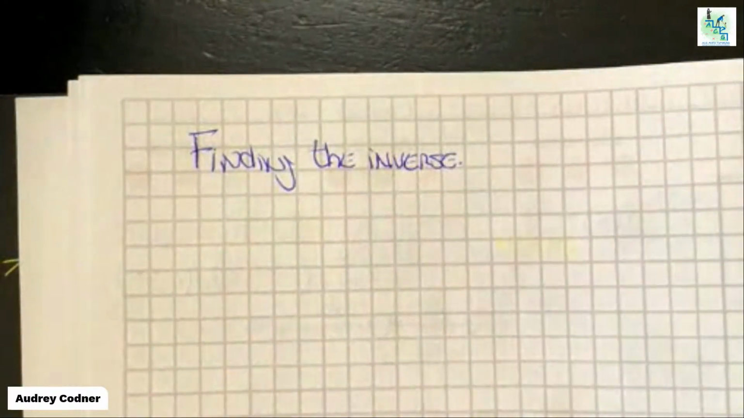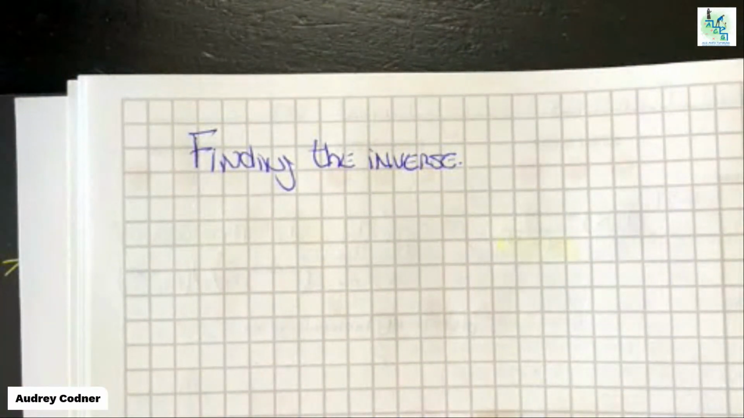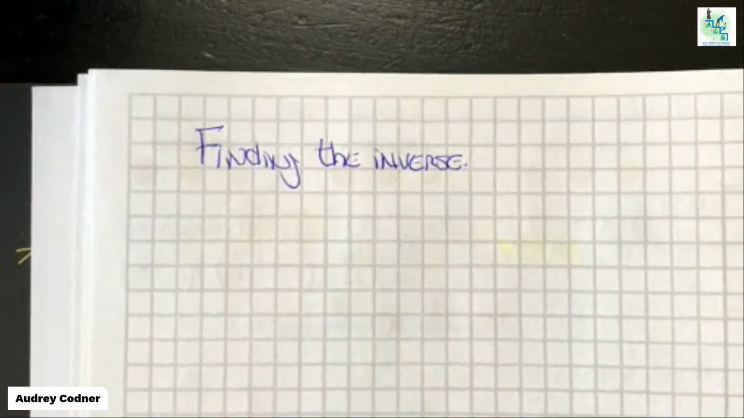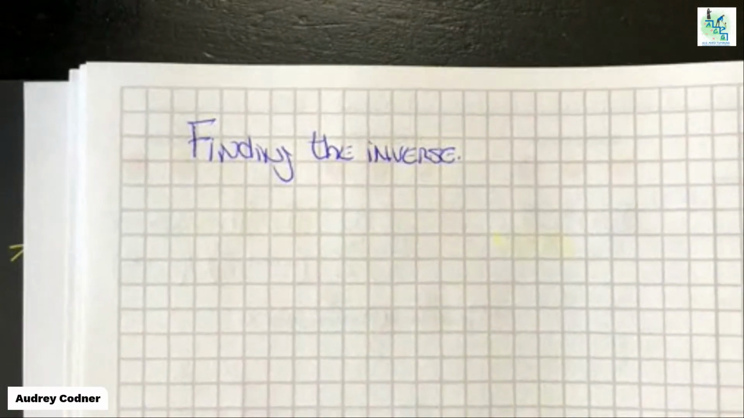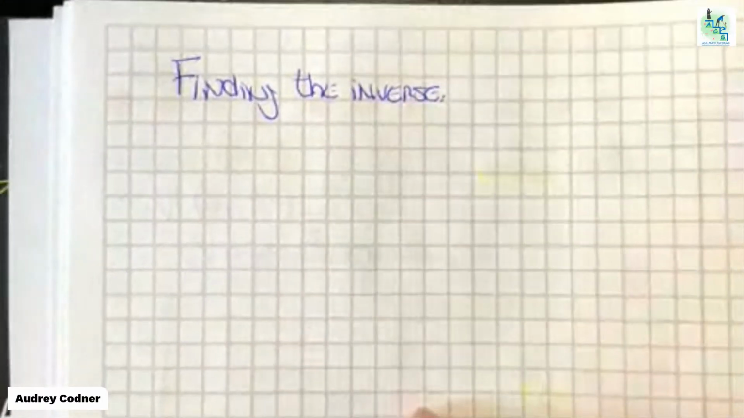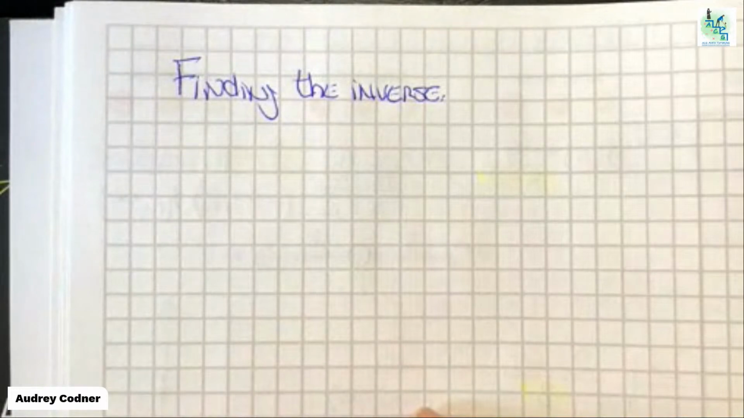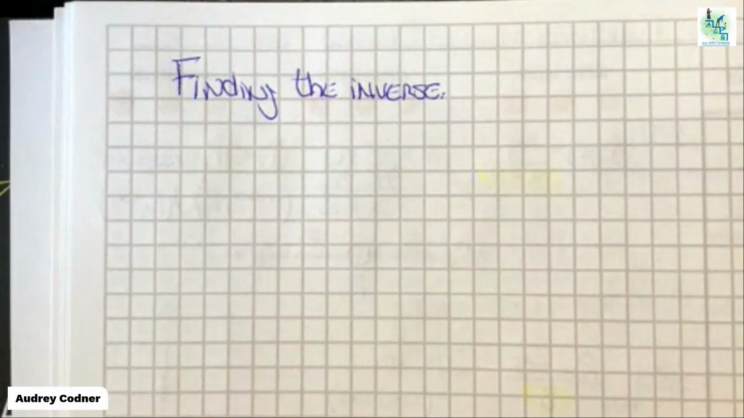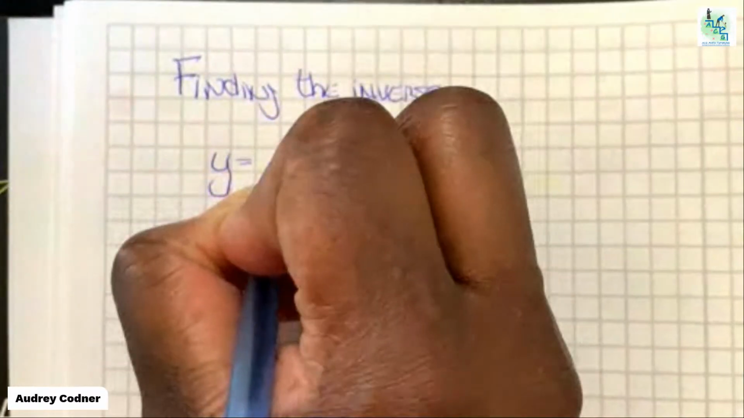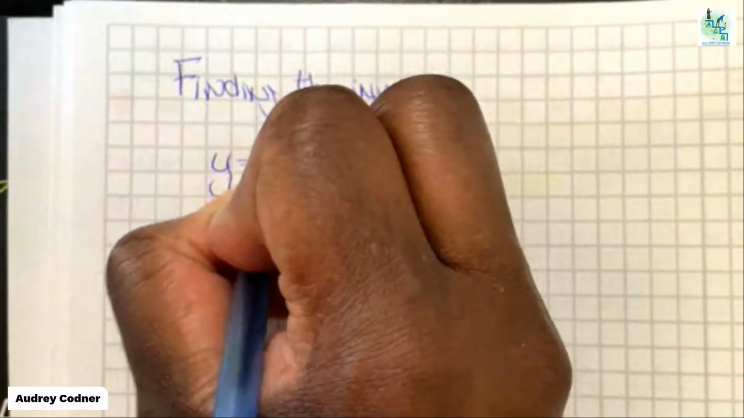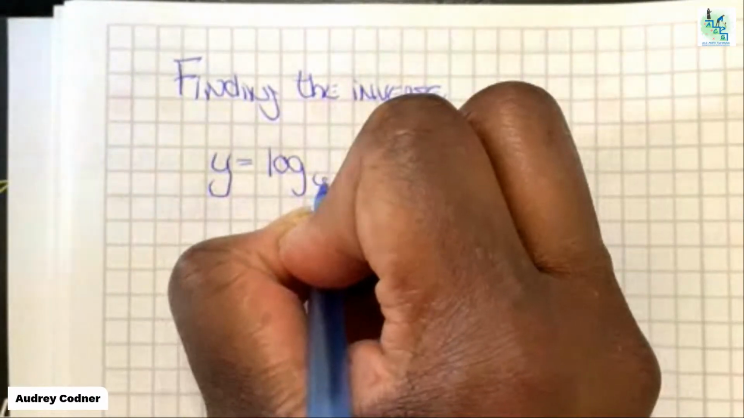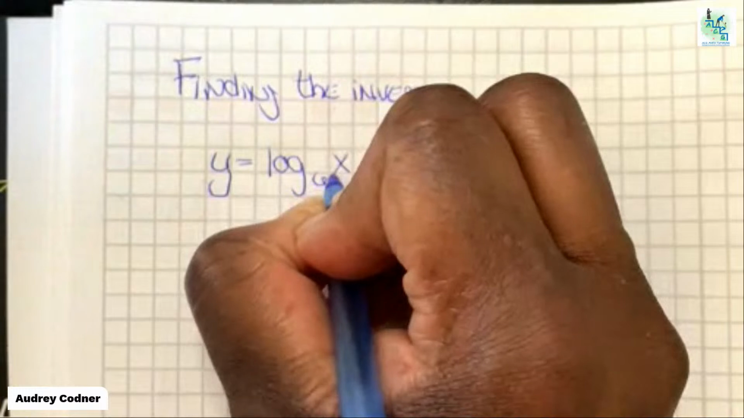So I know for us math people, we're like, ooh, I love finding the inverse. So we want to see what is the opposite of our equation. So let's say, for instance, we have y is equal to log base 6 of x squared.